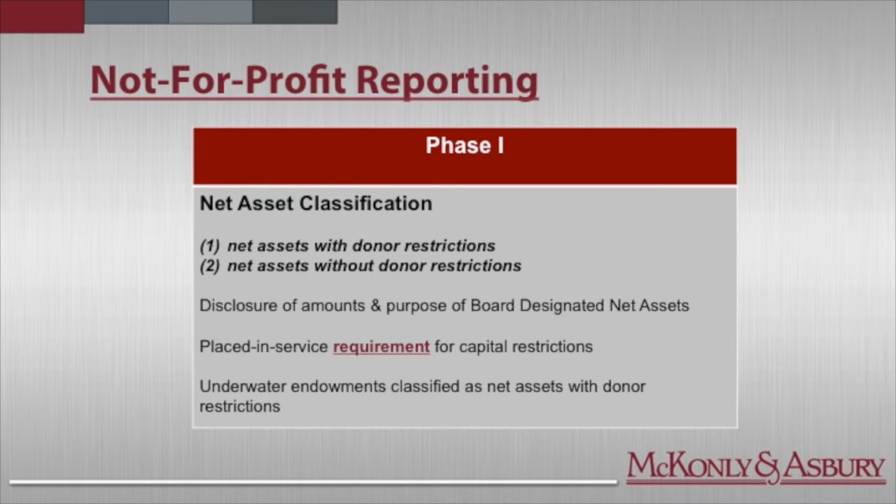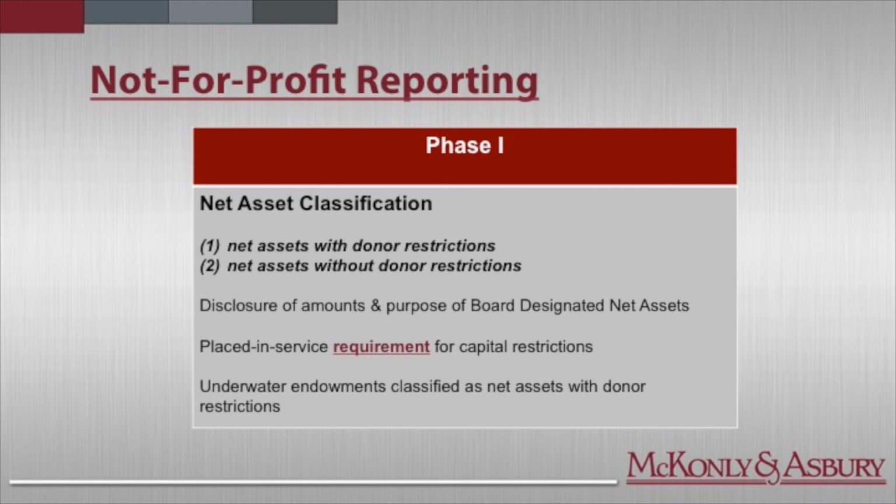The other thing they're focusing on in Phase 1 is underwater endowments, classified as net assets with donor restrictions. So they are going to keep any of those underwater items still in the restricted category, whereas when they went underwater in the past, the presumption was that the unrestricted assets would have to cover that shortfall, and that underwater piece would end up in unrestricted net assets.